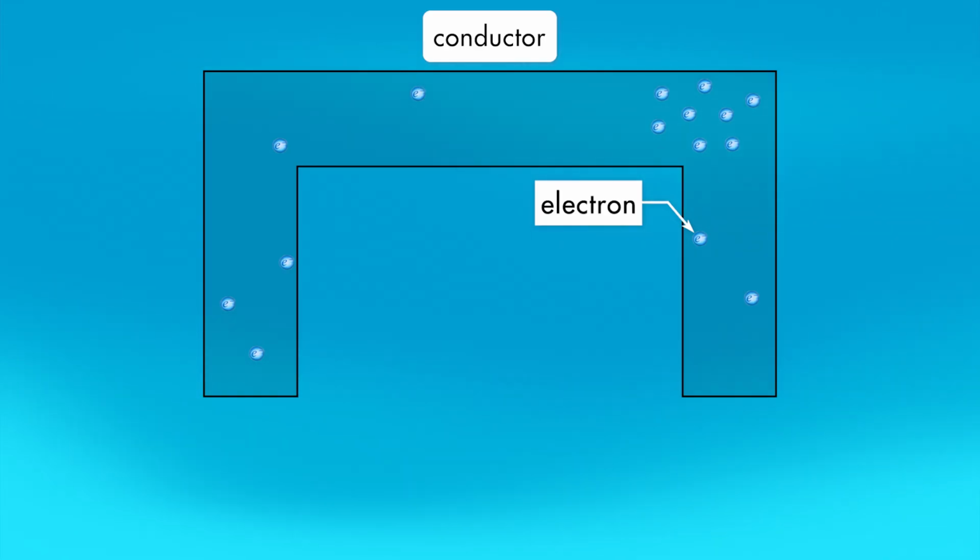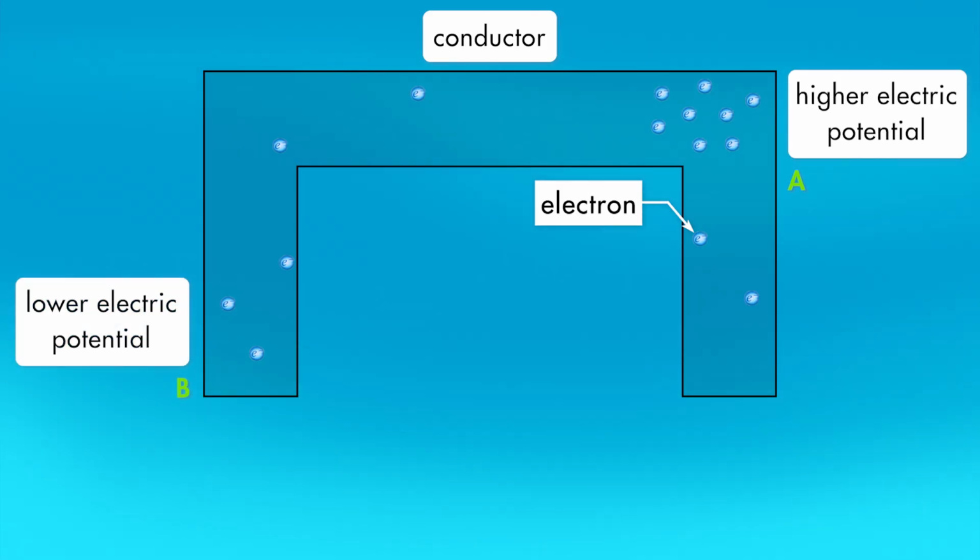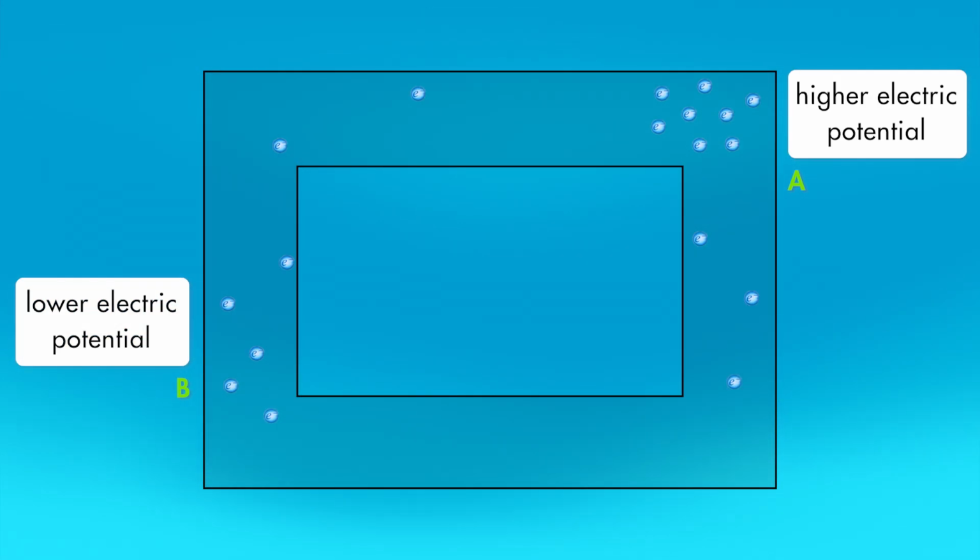The electrons in a conductor are usually not spread out evenly. Some regions of the conductor may contain more electrons than other regions. A region with more electrons is said to have a higher electric potential. A region with fewer electrons has a lower electric potential. If one end of the conductor is connected to the opposite end to form a circuit, the difference in electric potential between two regions can be measured. The difference in electric potential between 2 points in a circuit is called voltage.